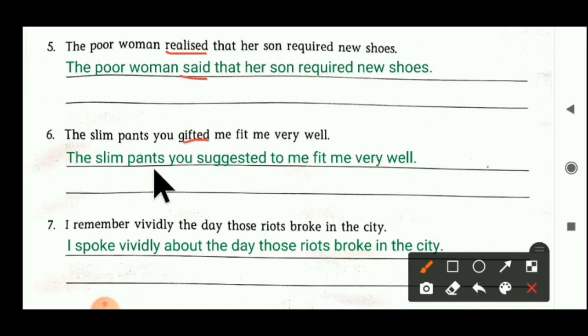The slim pants you suggested to me fit me very well. Here I used the verb suggested. Suggested to will become a stative verb here. Understand, students? Now we have to do the seventh sentence.